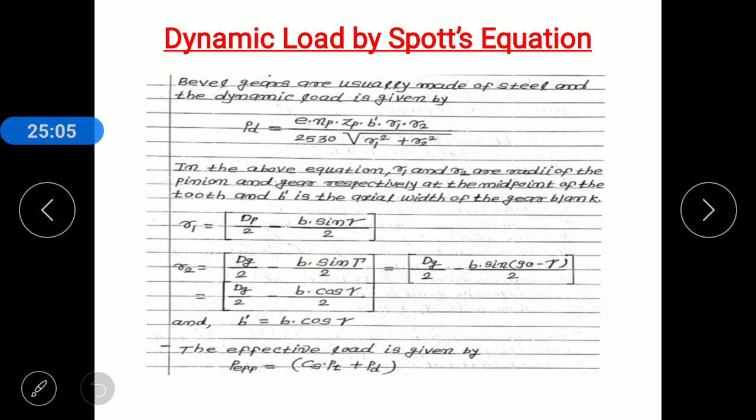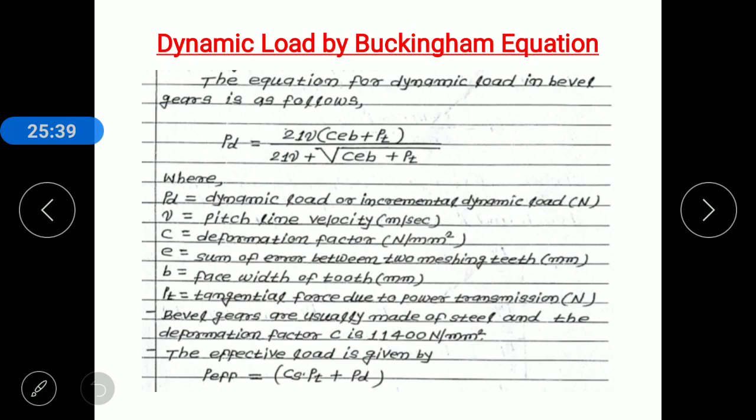Remember these three relations when we find the dynamic load by the Spott equation in case of a bevel gear. R1, R2, the mean radius of pinion and gear, and b dash, the axial width of the gear blank, obtained by b into cos gamma. Now the effective load is given by service factor into tangential force plus dynamic load. Using this relation we get the effective load when we use the Spott equation to get the value of dynamic load.